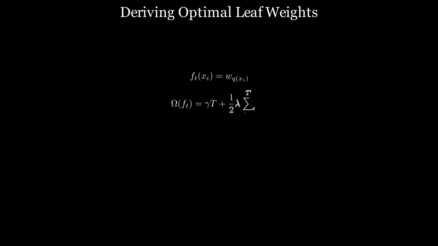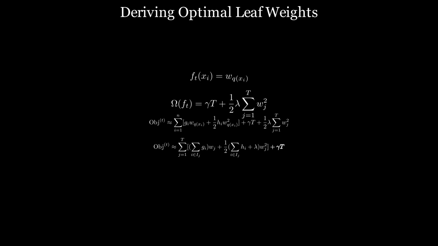The regularization term omega is also defined based on the tree structure. It penalizes having too many leaves, controlled by gamma, and having large leaf weights, controlled by lambda. Now let's substitute these definitions back into our approximated objective function. Instead of summing over all data points, let's group the data points by the leaf they fall into. Let Ij be the set of indices of data points in leaf j.